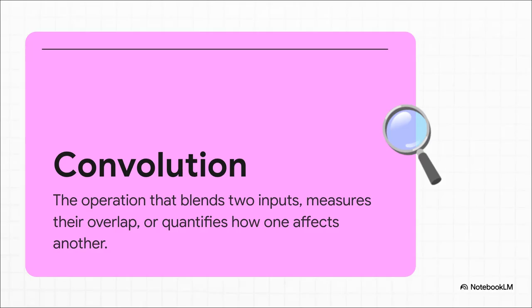A really good way to think of it is as a kind of sophisticated blending of two sets of information. Imagine you're sliding a small magnifying glass, that's our kernel, over a huge picture. At every single position, what you see through that glass is a unique blended result of the image's pixels and the properties of the glass itself.